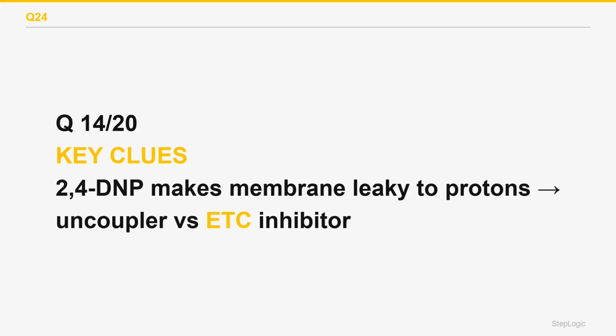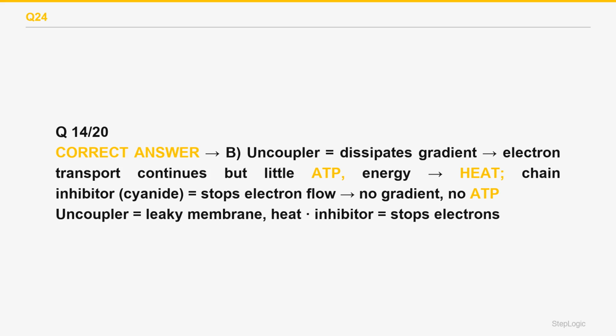An uncoupler like 2,4-dinitrophenol makes the inner mitochondrial membrane leaky to protons, so the proton gradient is dissipated. As a result, the electrons can keep flowing. Electron transport continues or even speeds up, trying to rebuild the gradient, and oxygen is still consumed. But ATP synthase cannot harness the gradient, so little ATP is made. The energy of the proton gradient is released as heat instead. The correct answer is B.